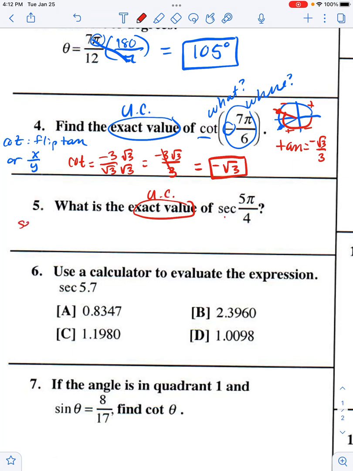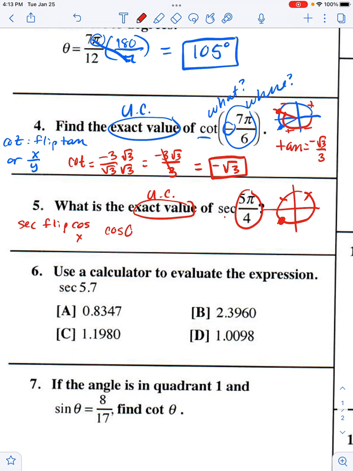Exact value, unit circle, secant. Okay, so secant will flip over your cosine. So let's go to this place, find our cosine, flip it over. So dig out your unit circle, we're going positive, and we're going to 5 pi over 4, which is right down here.